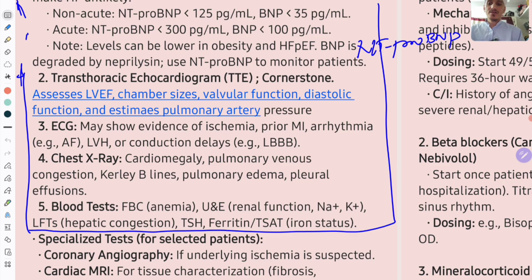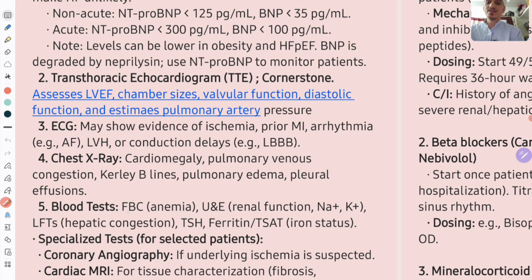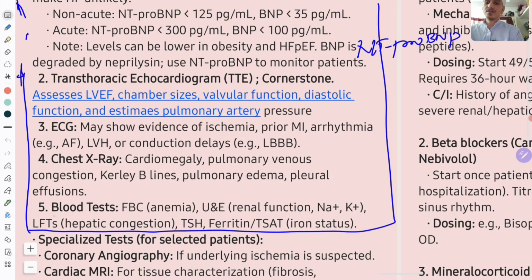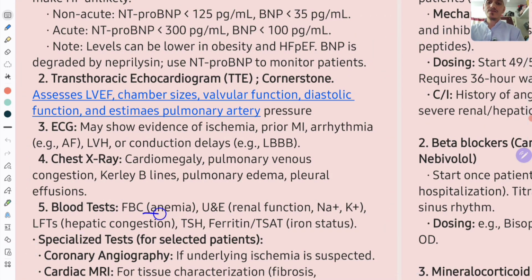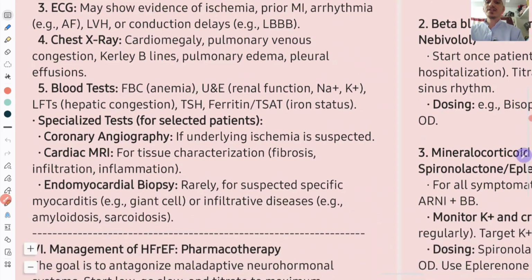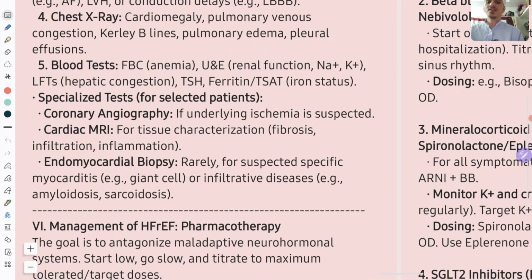Okay, in blood tests the same which we described in acute: CBC, anemia, renal function, electrolytes, LFT, TSH, ferritin and TSAT. In selected patients where you suspect some specific etiology, if you are suspecting ischemia, you can do coronary angiography. If you are suspecting fibrosis, infiltration or inflammation of the cardiac tissue, for example in autoimmune disorders, amyloidosis or tuberculosis, you can do cardiac MRI.